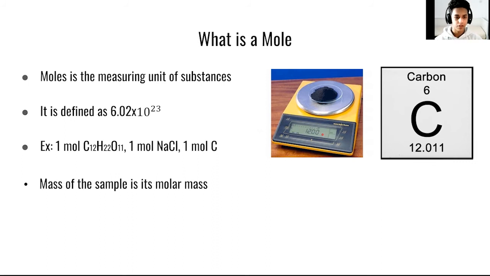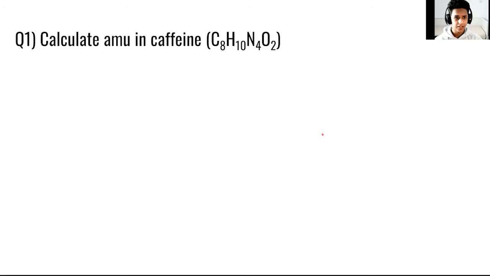So let's hop into the first question. It says calculate the AMU in caffeine, C8H10N4O2. That's a very basic and easy question. We should just see the AMUs in this compound. We will need a periodic table, so hopefully you have a periodic table somewhere near you.